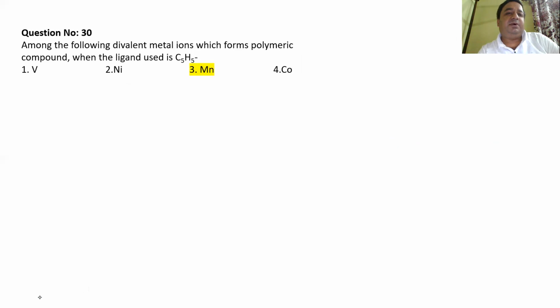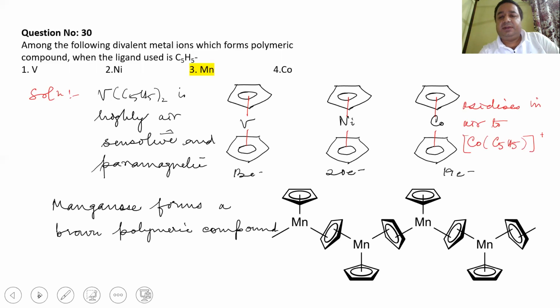Here we have been given: among the following divalent metal ions, which forms a polymeric compound when the ligand used is C5H5 minus, also called the cyclopentadienyl ion? Options are given as vanadium, nickel, Mn, Co. Again, it is a memory-based question. Over here, you have to remember that it is manganese that is going to form a polymeric compound. So in the solution part, this is the unit that you can see.